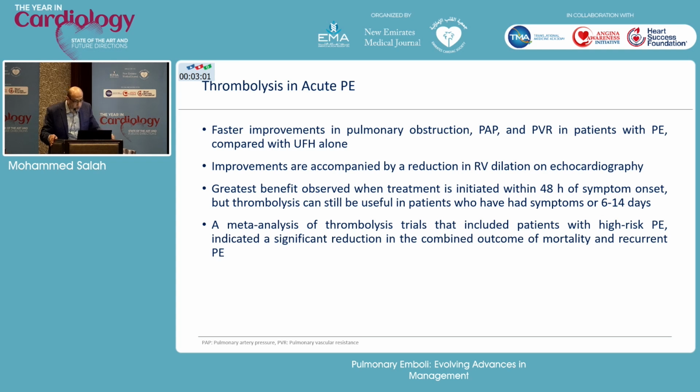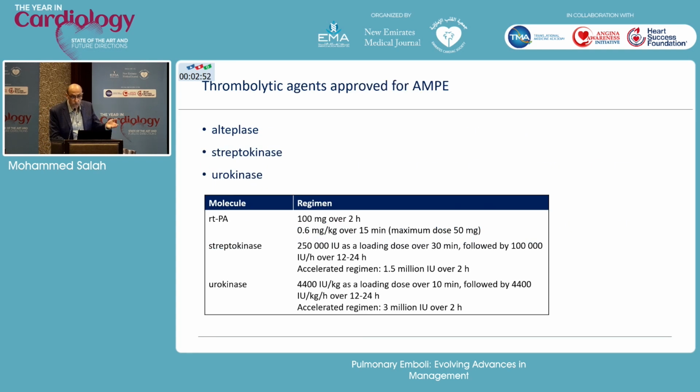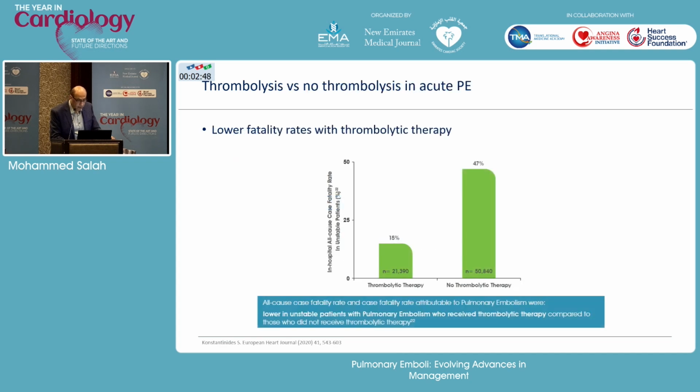The meta-analysis of thrombolysis trials that include patients with high-risk pulmonary embolism indicated a significant reduction in the combined outcome of mortality and recurrent pulmonary embolism. There are thrombolytic agents available, but I think now the one available is alteplase, and this is the dose. And this is a very nice trial that shows that for patients with acute pulmonary embolism who receive thrombolysis versus non-thrombolysis, we can find a lower mortality rate with the thrombolytic therapy.